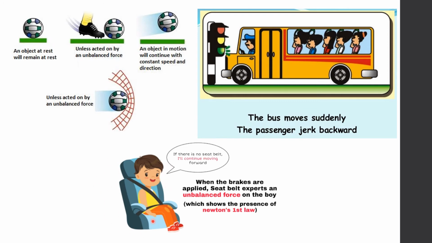Ayan. When the brakes are applied, the seatbelt exerts an unbalanced force on the boy. So, ayan. Kasi kung wala siyang seatbelt, tapos biglang tumigil yung kotse, gagalaw pa siya. Diba? Kasi bago ka nag-brake, gumagalaw ka kasama ng kotse. Ngayon nung nag-brake ang kotse, hindi ka naman nag-brake, yung kotse lang. So, dire-diretso yung katawan mo palabas, forward. So, kailangan mo ng seatbelt to counteract that force. Okay?